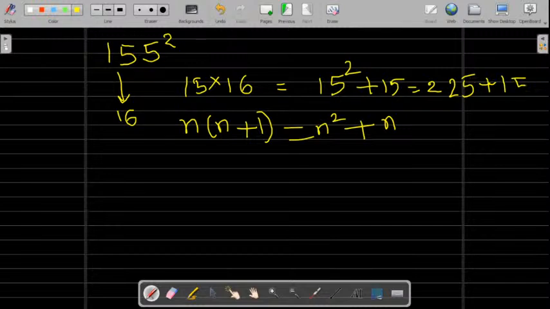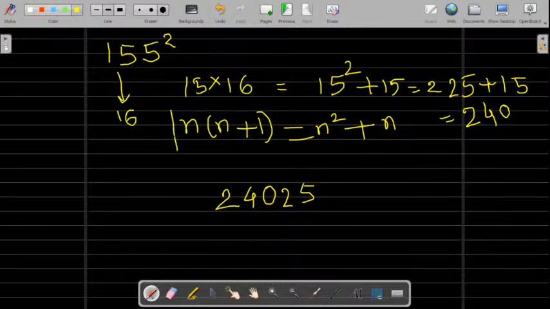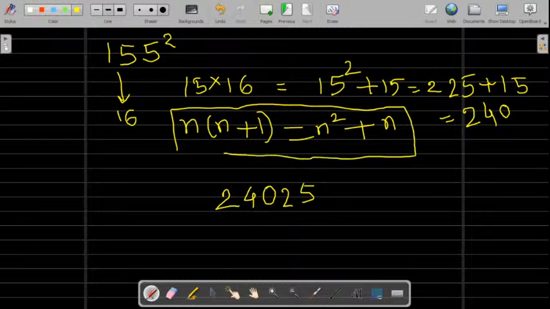So this is equivalent to 240. So 155 square means how much? 24025. Simple. Okay, here actually I have written some formula, that's why it is taking some time. But if you don't write these formulas and all, within a very short time you can solve these problems.